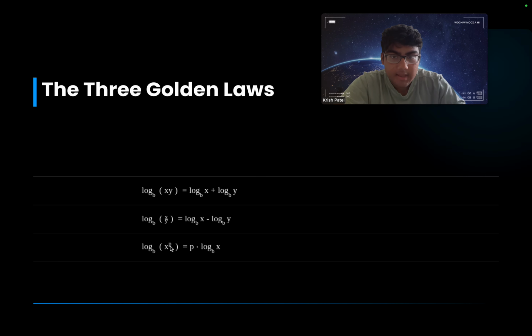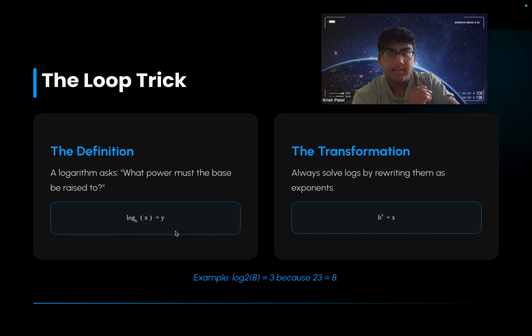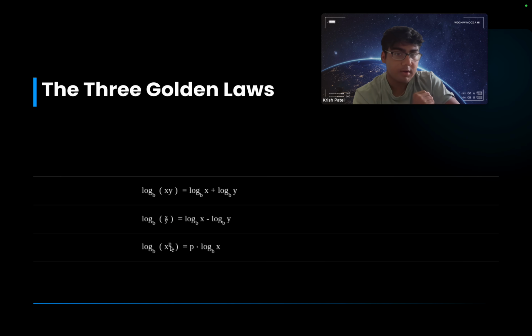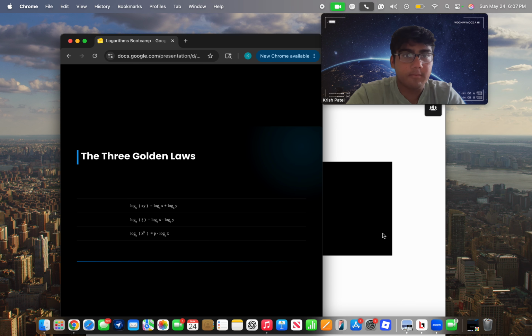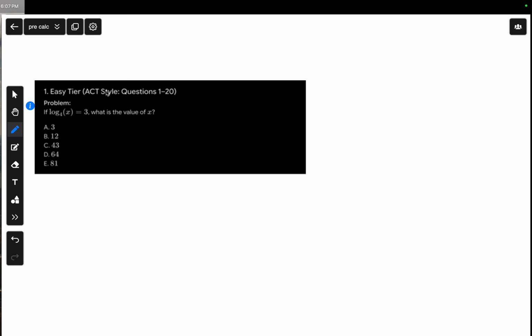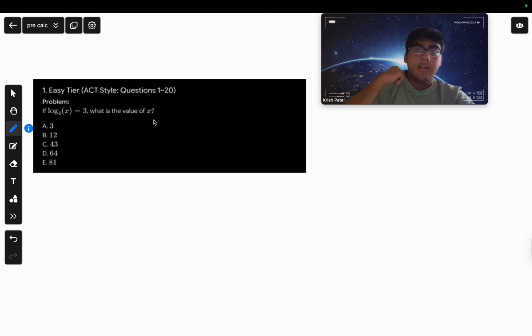So you just do log b x minus log b y. And then log base b of x to the p: if you have an exponent inside of that, you can just move it out to the front, and you would do p times log b x. That's your 3 golden rules. There's a problem at the end of the slides, but I think more important for us is to do some practice examples. So let's get into those.